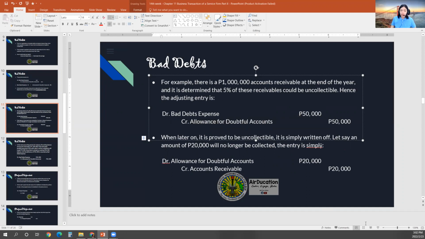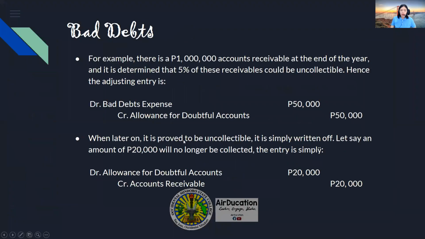Ngayon, when later on it is proved to be uncollectible, it is simply written off. Let's say an amount of 20,000 will no longer be collected. So the entry is simply, of course, kapag hindi na talaga makokolekta yung account, ibabawas na natin siya dun sa allowance for doubtful. Kasi napatunayan na natin, hindi na siya doubtful. Napatunayan na hindi marireceive, so ibabawas natin dun sa allowance natin sa doubtful accounts. At ibabawas din natin sa amount ng accounts receivable.